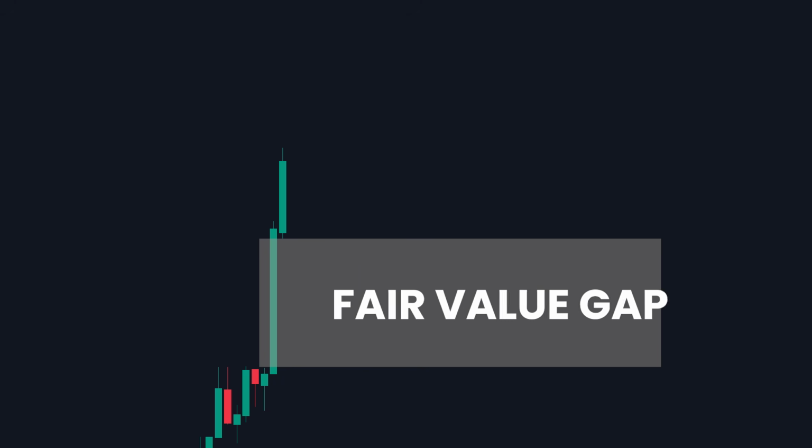Third building block, and this is where our entries will come from, the fair value gap. A fair value gap is a 3-candle pattern. When the market moves so aggressively in one direction that the wick of candle 1 and the wick of candle 3 don't overlap, it leaves a gap in the middle. Price moved so fast that one side of the market never got a fair chance to participate.